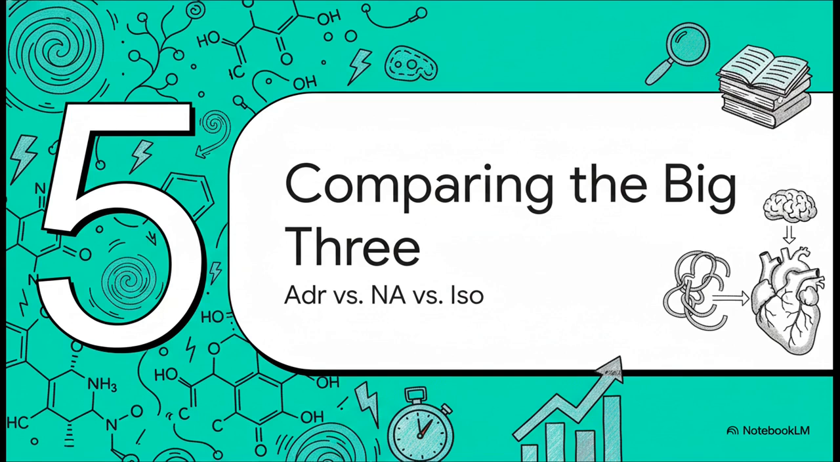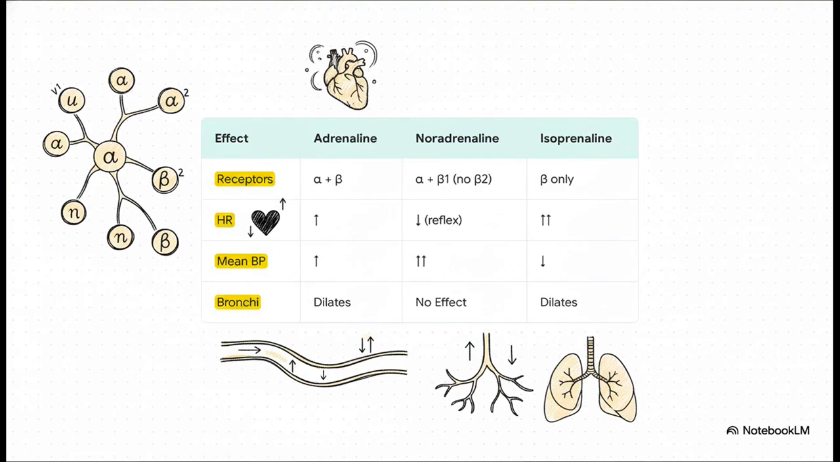All right, for our final section, let's tackle a topic that is absolutely 100% a high-yield topic for your exams, especially for the viva voce. We are going to compare the three-parent catecholamines: adrenaline, noradrenaline, and isoprenaline. Please pay close attention here. The key to understanding this entire table is receptor selectivity.